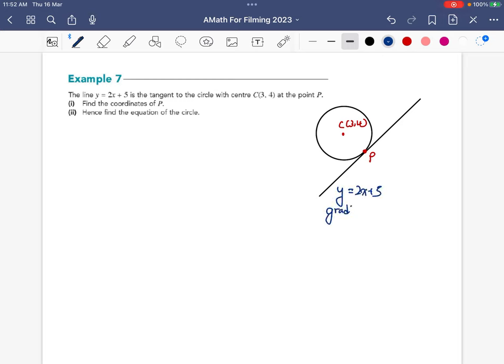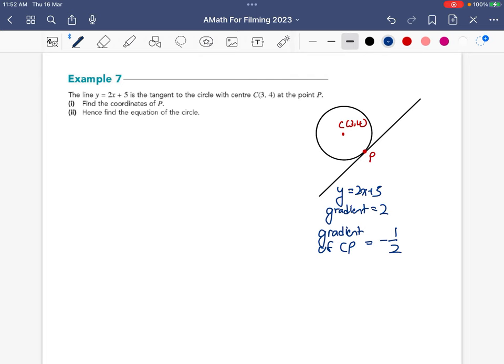I know that the gradient is equal to 2. Hence, the gradient of CP is equal to negative half. How I get negative half straight away is m1 times m2 equals negative 1. So the gradient of CP is negative half.